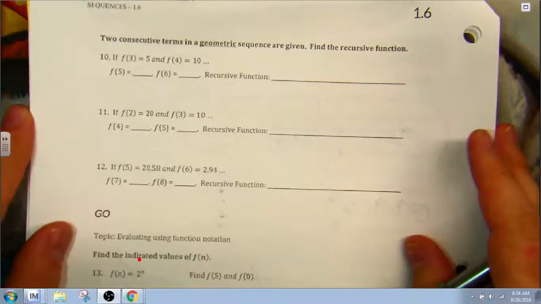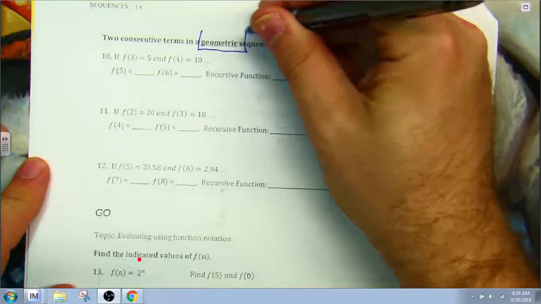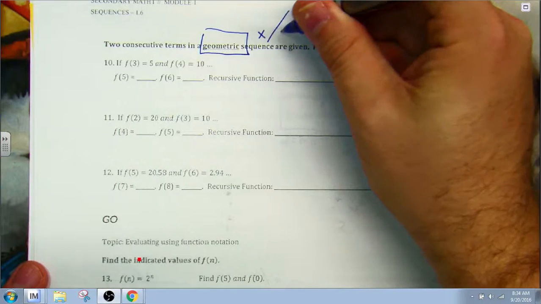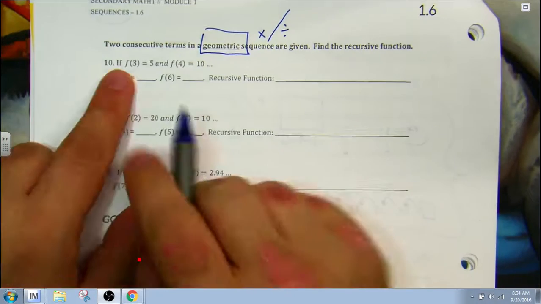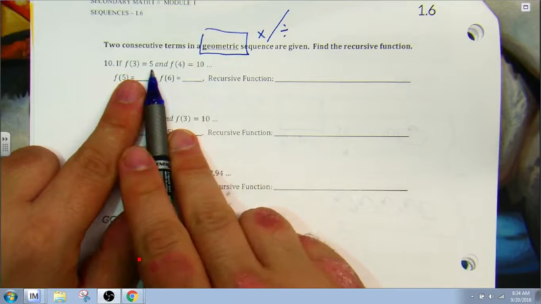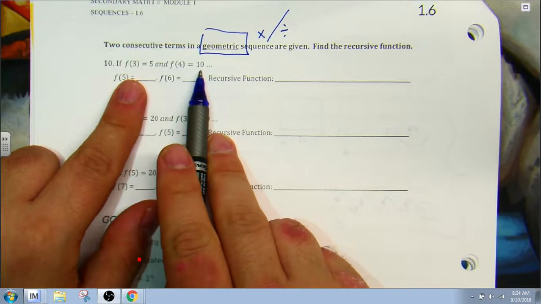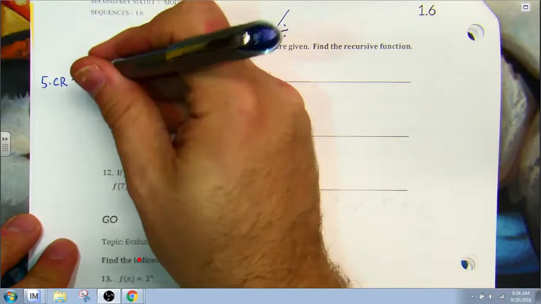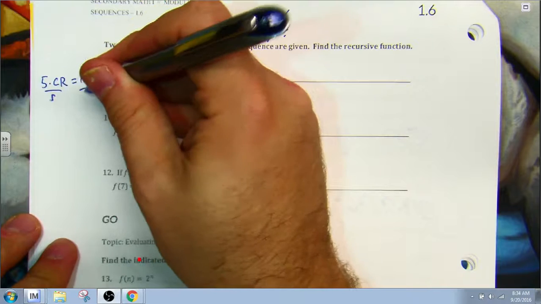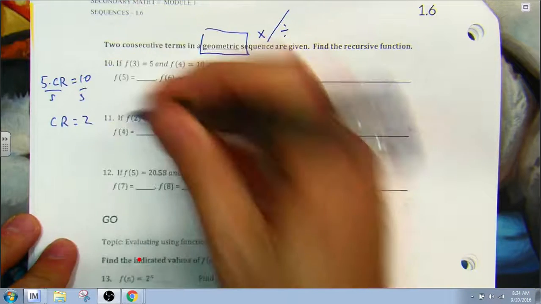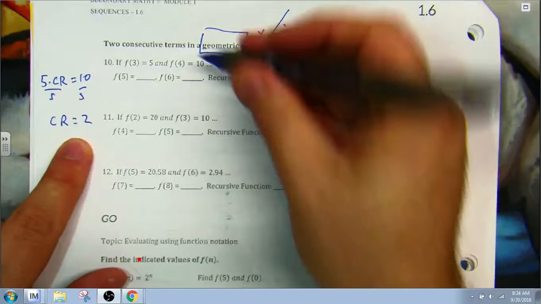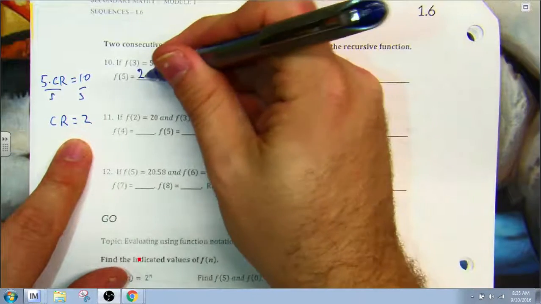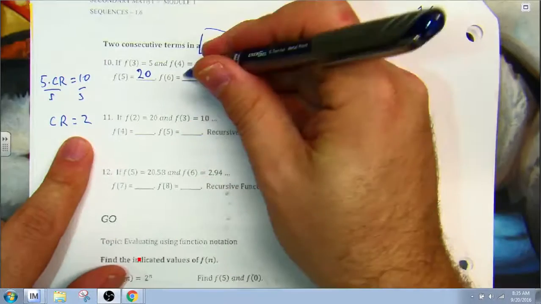This time it asks us to do it with geometric. What we know about geometric is that we're going to be multiplying or dividing by some number. So when I look at 5 and 10, I have to figure out what I multiply 5 by to equal 10. So 5 times my common ratio is going to equal 10. Divide by 5, and my common ratio is 2. So I know that each step I'm multiplying by 2. 10 times 2 is 20, and then 20 times 2 is going to be 40.